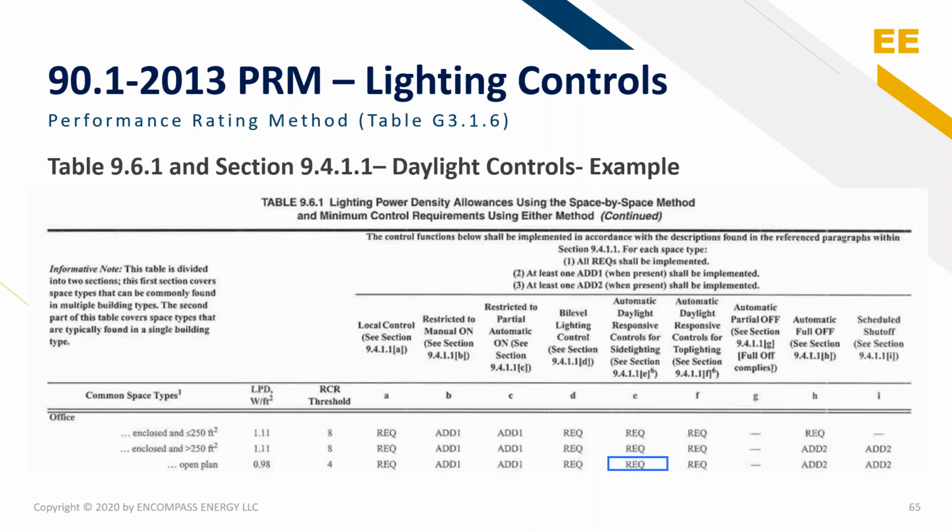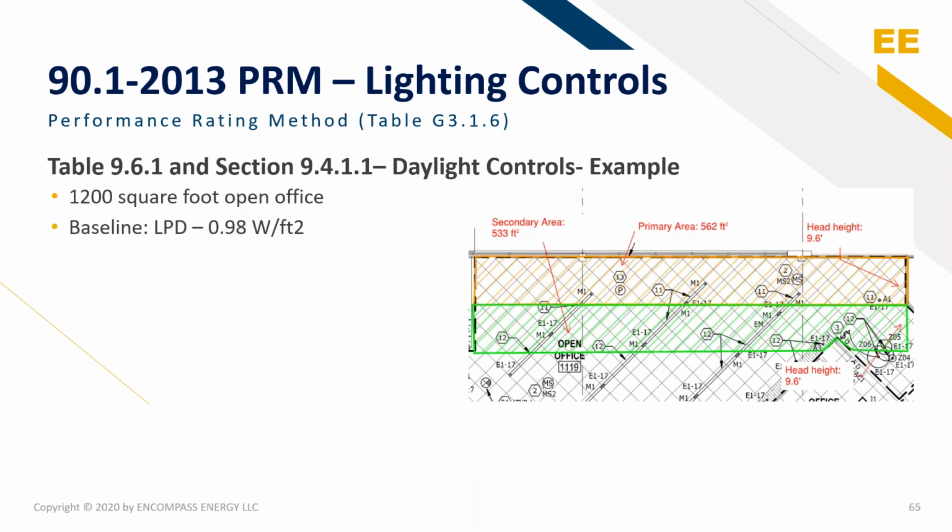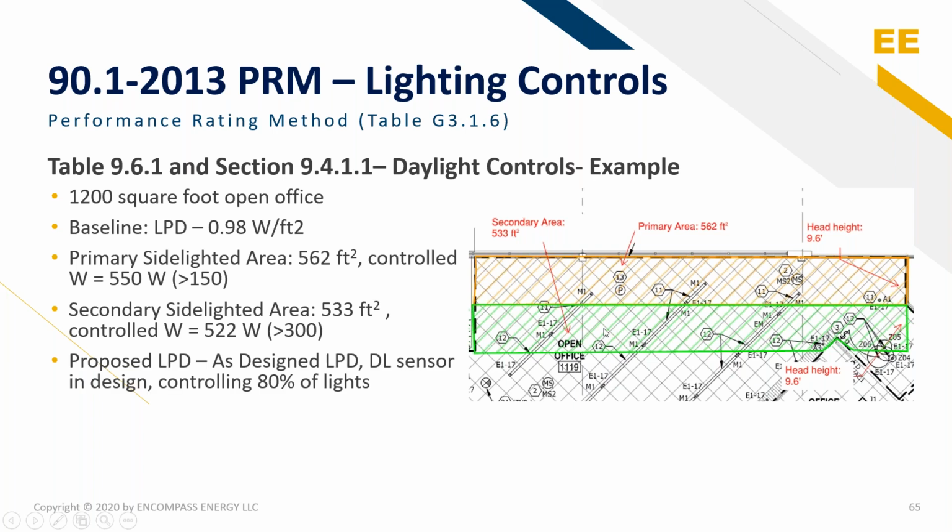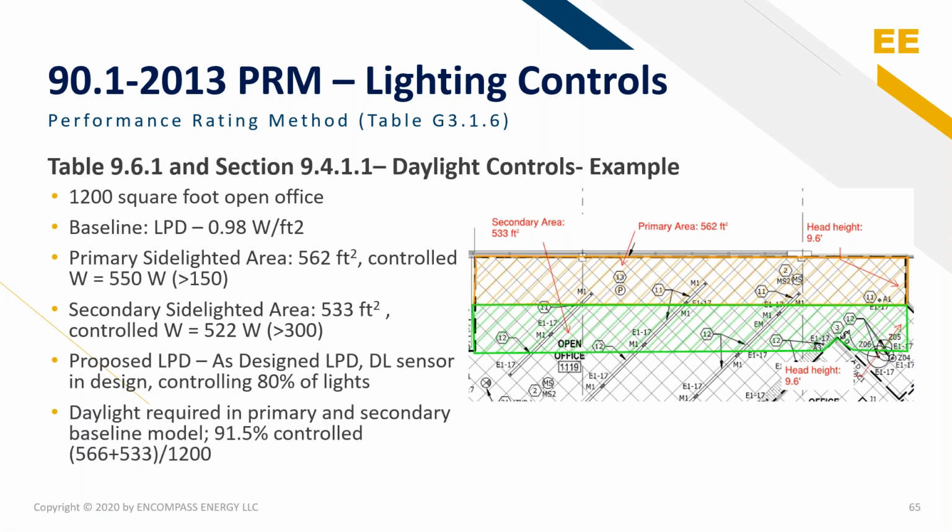Same example for the open office. Here's primary and secondary daylighted areas. In this case, both your primary and your secondary exceed the threshold, so you would need a daylight sensor controlling, in this case, 91.5% in the baseline. Your proposed design is only controlling 80%, so there's a slight variation in how you model.